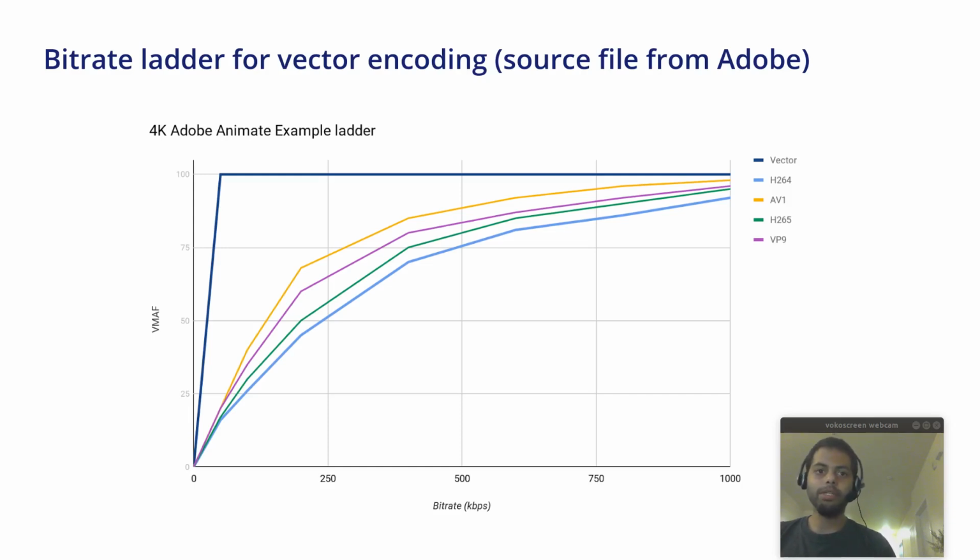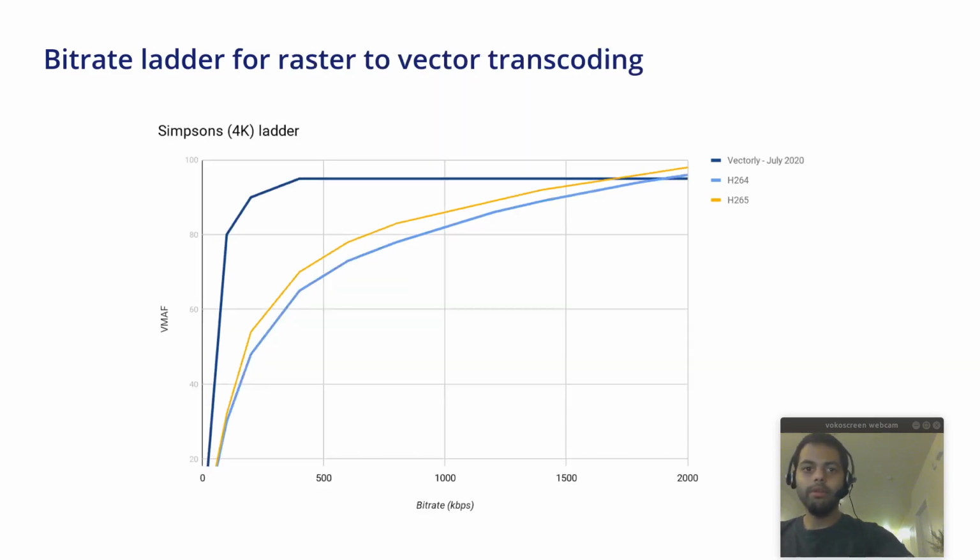The main gotcha, of course, is that you need vector source files, which aren't just floating around. Even if you do transcode from raster to vector, though, there are certainly some artifacts, but you can get pretty good results, and much better than you can get with raster codecs like H.265.